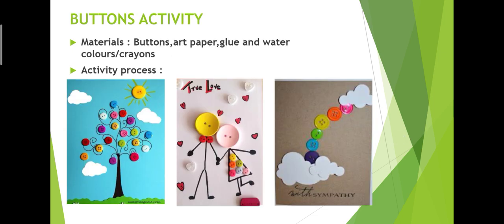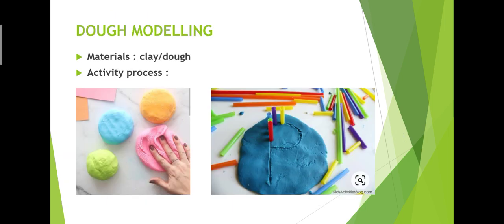Then buttons activity. Here materials are buttons, art paper, glue and watercolors or crayons. Activity process: here also make freehand, they have to draw any lines or outlines with pen, sketch or crayons. Then they have to stick the buttons. Then they appear like the following pictures. This is the buttons activity.